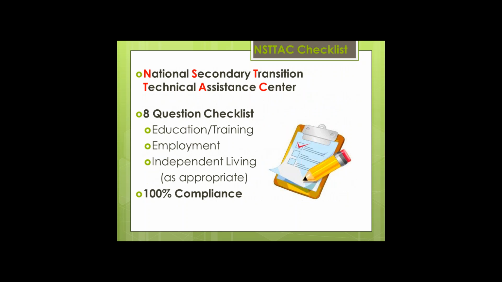What you will be filling out for us is part of the National Secondary Transition Technical Assistance Center, an 8-question checklist. And each question in the checklist has 3 areas: education and training, employment, and independent living, giving you 24 ways to have something non-compliant on your IEP. Each IEP that gets submitted has to be 100% compliant in order to pass.